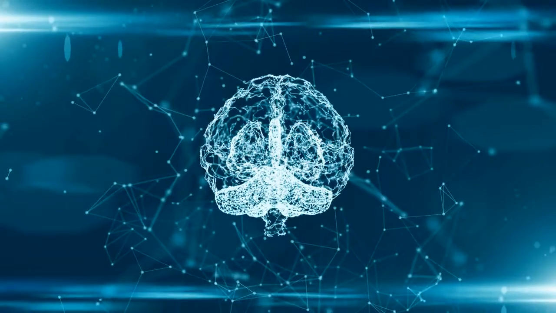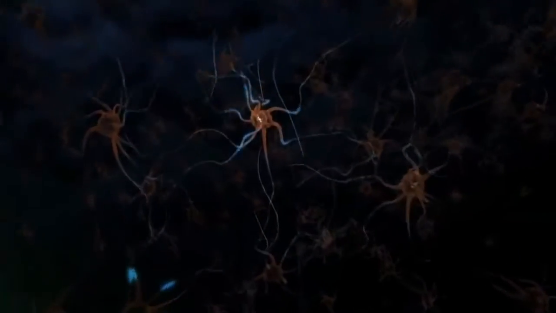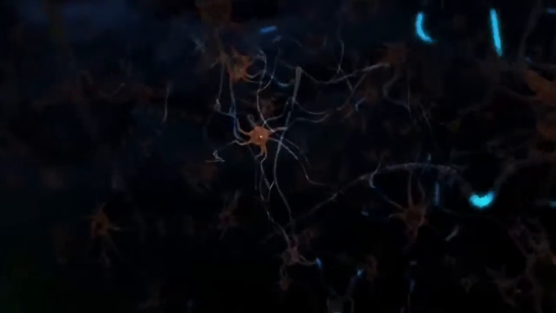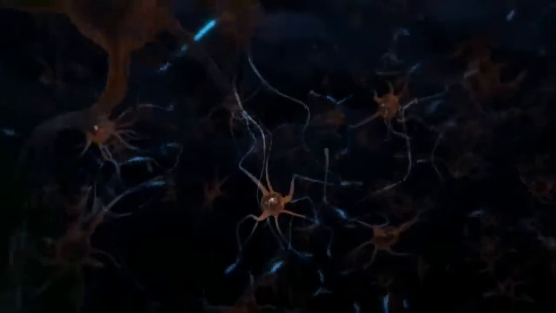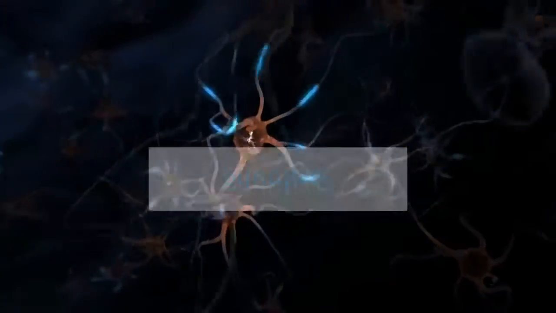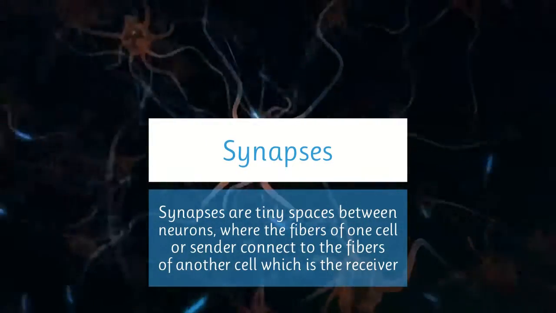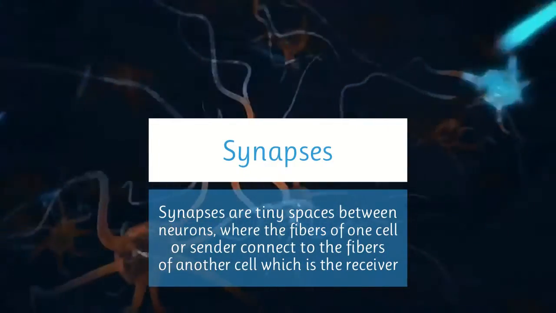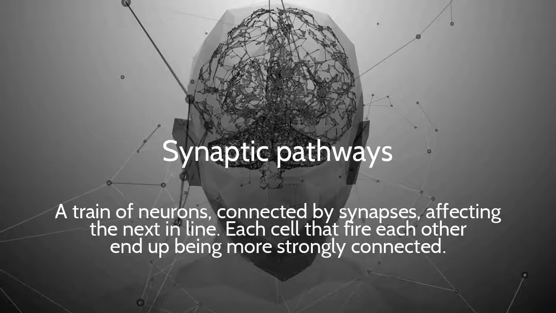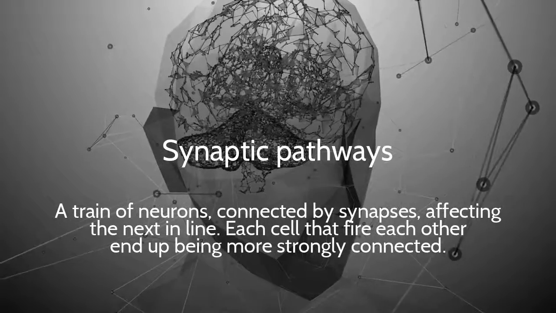Lastly, there are neurological changes that happen once a person is addicted to certain substances. Let's start with the basics, understanding the networking of neurons and the importance of their workings in the brain while being dependent on illicit drugs. First, synapses. Synapses are tiny spaces between neurons where the fibers of one cell, or sender, connect to the fibers of another cell, which is the receiver. Synaptic pathways are a train of neurons connected by synapses affecting the next in line.